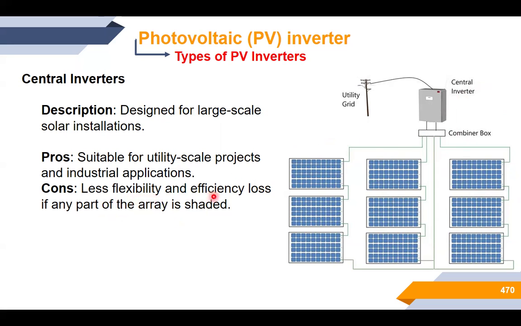flexibility and efficiency losses if any part of the array is shaded. When we talk about shading, for example, shading with buildings or shading with dust, etc., when some modules are shaded, in this situation we will have a loss in the performance of the PV system. This is the first topology.